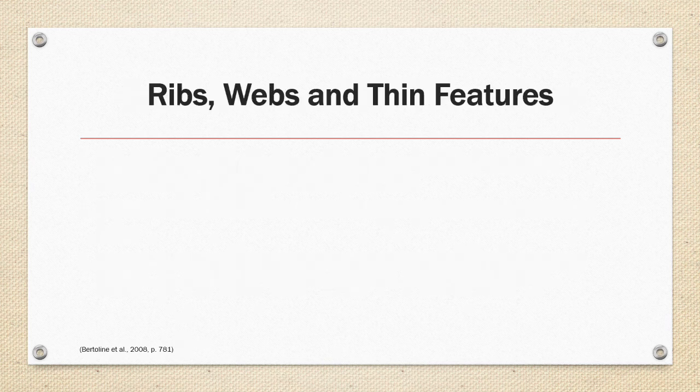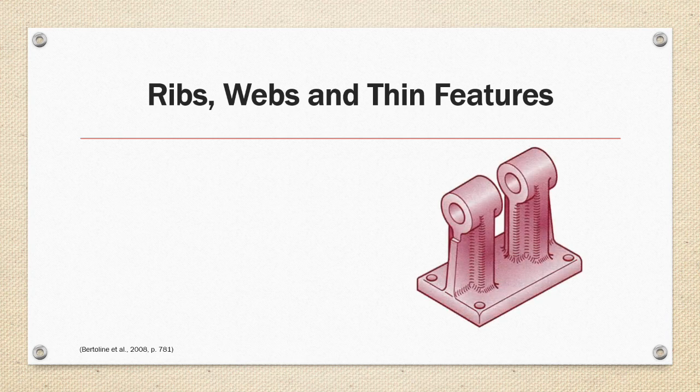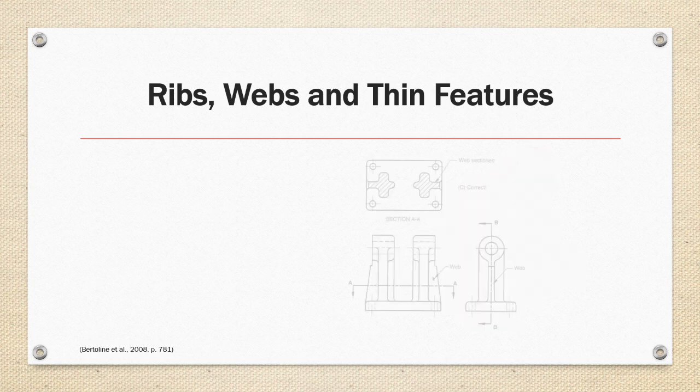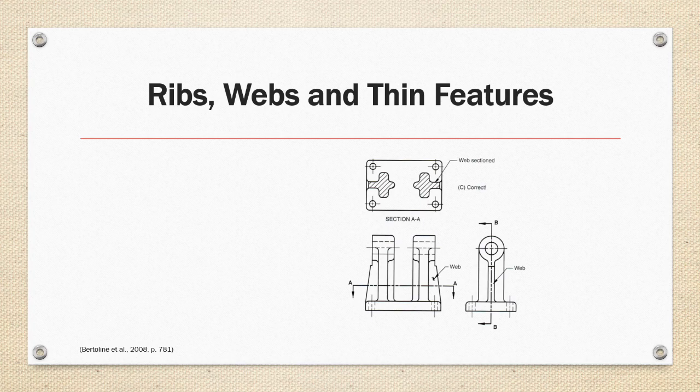Special treatment in section views of ribs, webs, and thin features. For our example, we're going to be using this bracket on the right. It has a flat flange base, cross-shaped ribbed columns with cylindrical bearing type surfaces. So if we were to look at a standard section view of this part, section AA, cutting perpendicular to the columns, shows the web section that looks somewhat like a cross.